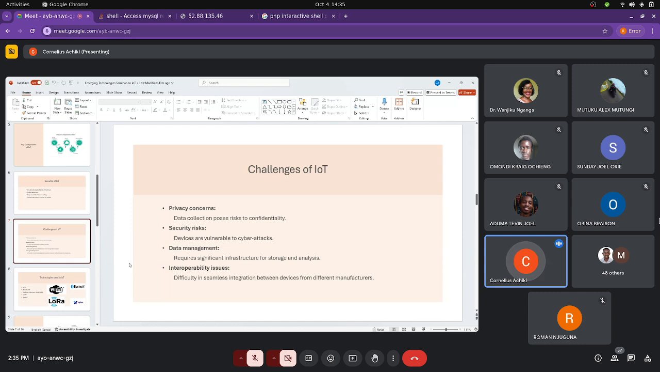And then we have data management. Data management will mean you have a lot more processing power. You have a lot of storage space. And this is because of the amount of raw data that is going to be collected and analyzed.